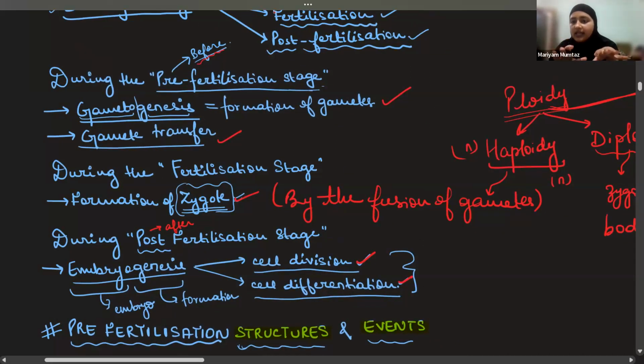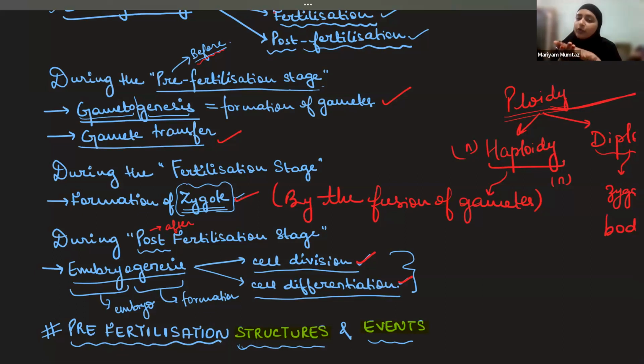See, pre-fertilization is every single event that will take place before the fertilization. If I'm putting fertilization as a reference, everything will be according to fertilization only. Pre-fertilization events are all those events that will take place before the fusion of gametes. First of all, gamete formation will take place. Secondly, when the gametes are formed, they will be transferred. So gamete transfer will take place. Clear?